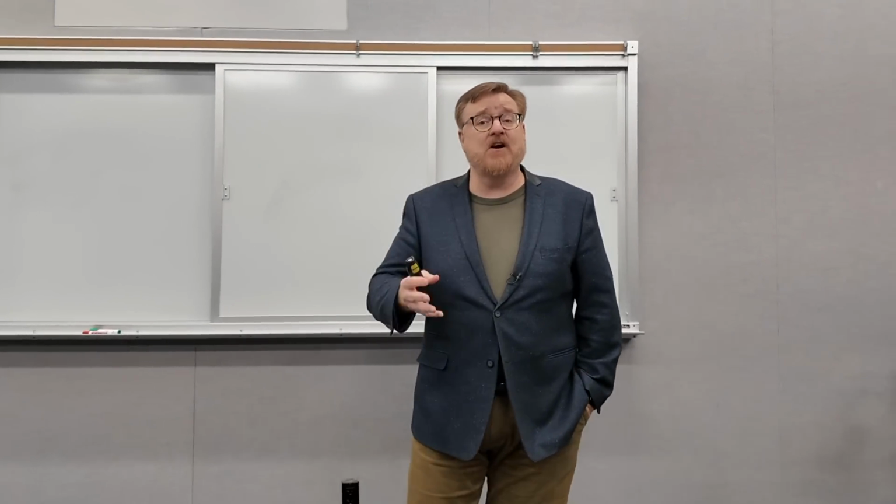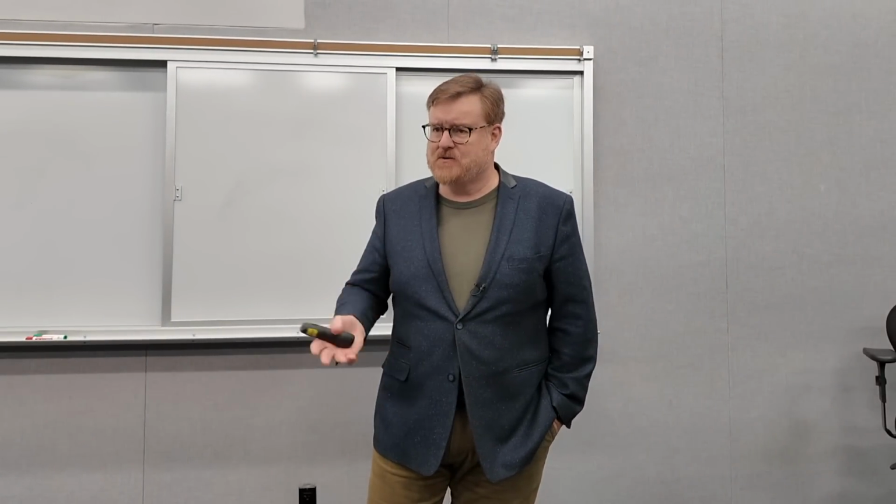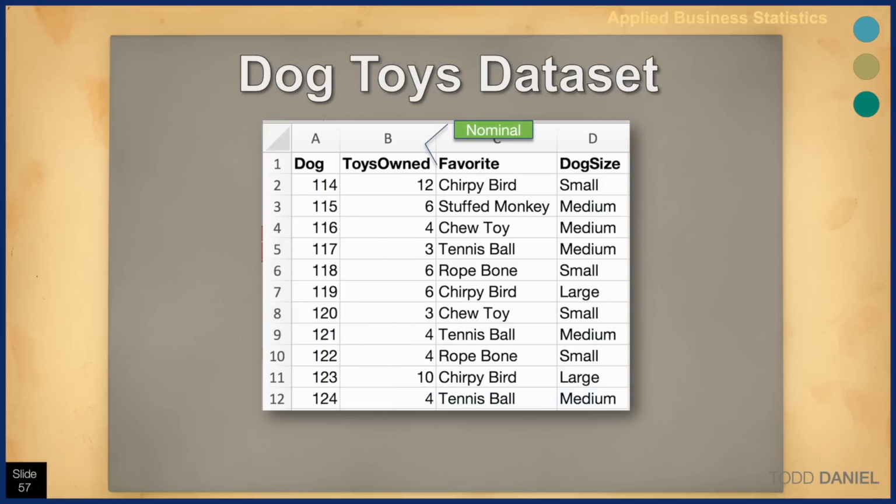And of course, each variable has a certain level of measurement to it. The favorite toy variable, where we have answers like chirpy bird and stuffed monkey and chew toy, is nominal level. If I represented it with numbers like 1, 2, 3, 4, 5, those numbers are just representing a category. It's a difference, but there's no underlying order. It's nominal level. Small, medium, and large, however, that has an underlying order. So dog size is going to be an ordinal level variable.